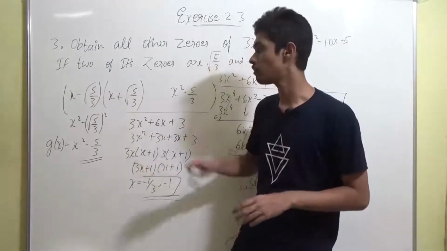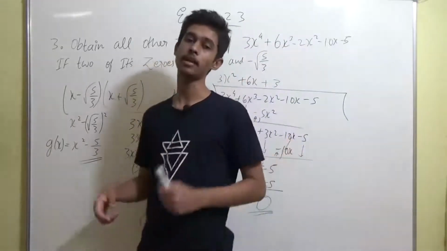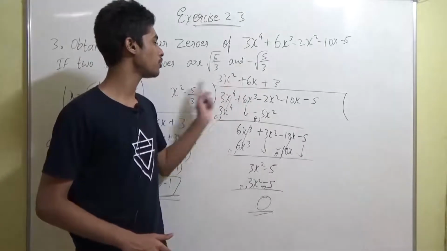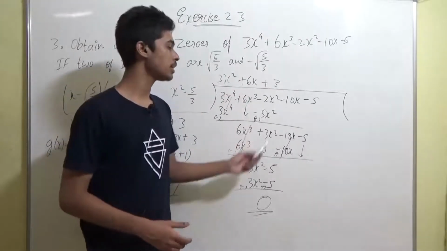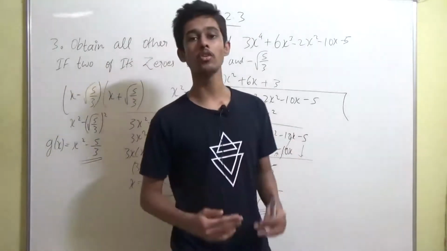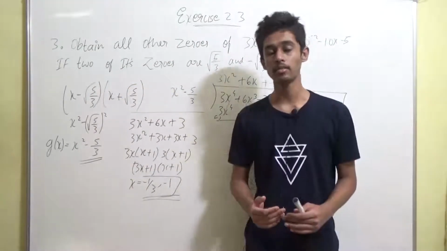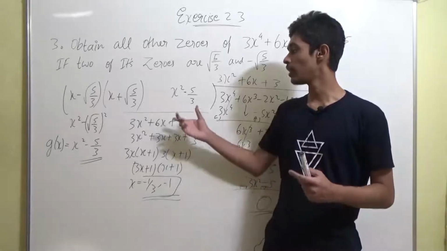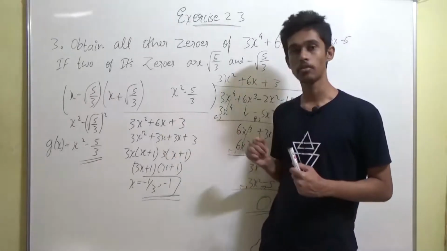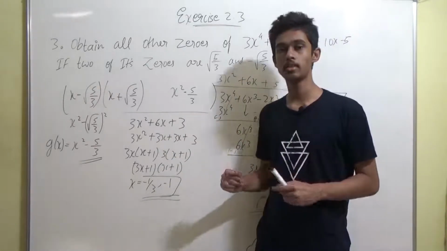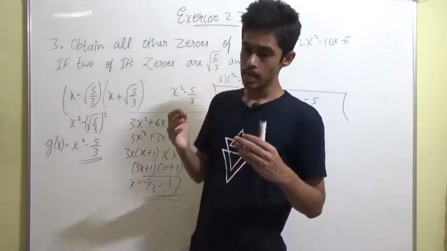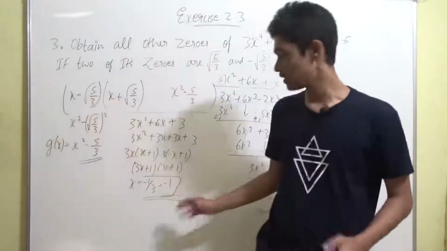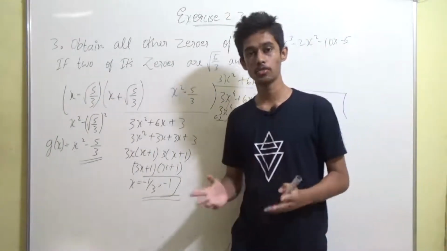And the second step is, after finding g of x, you will write: now dividing p of x by g of x. This is the second step, guys. In the third step you will write: now since we got the quotient, if we factorize the quotient, we are going to get the other two zeros of the equation. Factorizing the quotient, and then after getting the zeros you have to write, the other two zeros of the polynomial are minus 1 by 3 and minus 1, hence found.